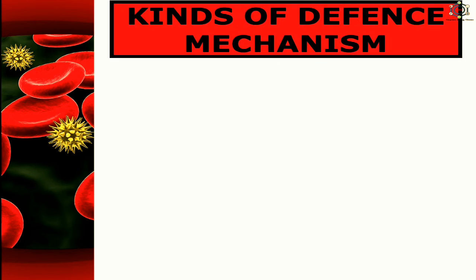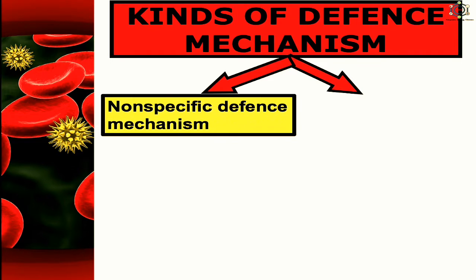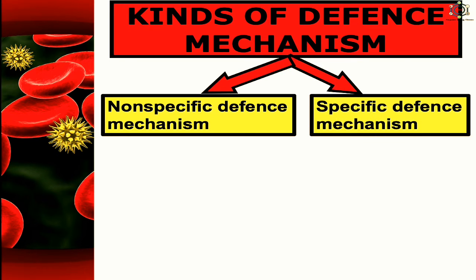Now, kinds of defense mechanism. There are two kinds of defense mechanism against microbes: the first is the non-specific defense mechanism and the second is the specific defense mechanism. The non-specific defense mechanism is similar for most types of infection, hence its name non-specific.